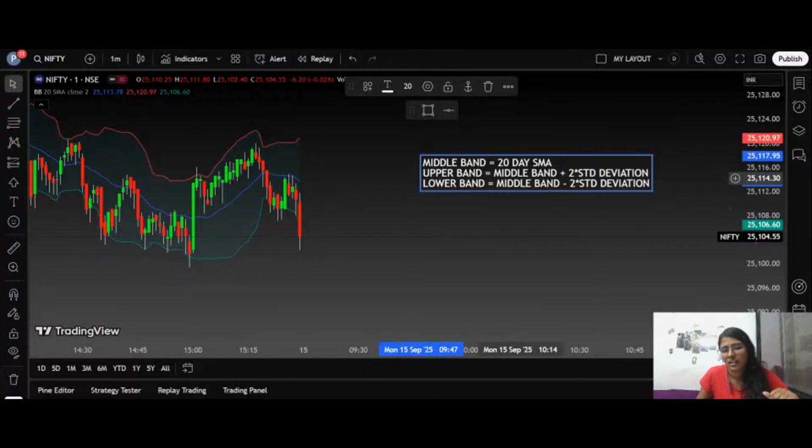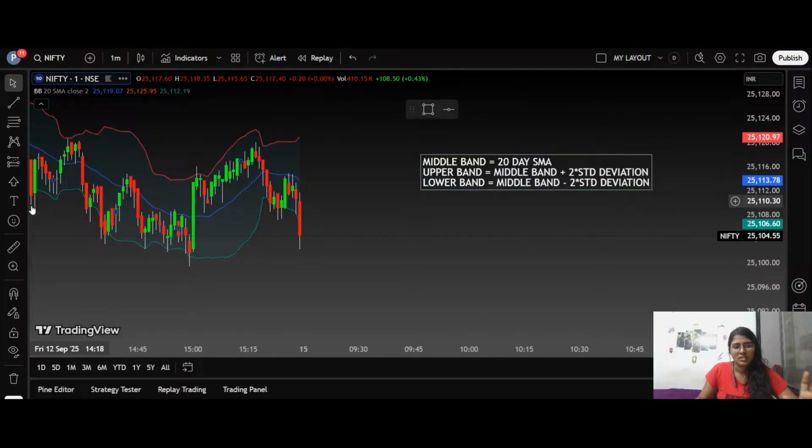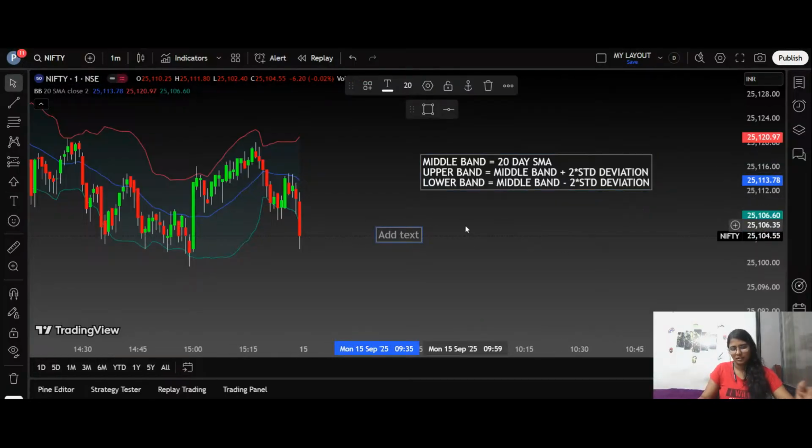Similarly, the upper band is middle band. What is middle band? Middle band is 20 SMA. Upper band is middle band plus 2 multiplied by standard deviation, and the lower band is middle band minus 2 multiplied by standard deviation. So, in general, what do people say? That the, hope my spelling is good. Yeah, my spelling is right.